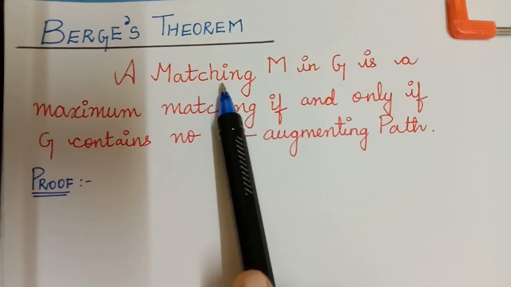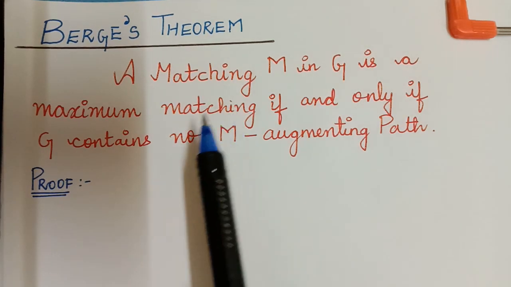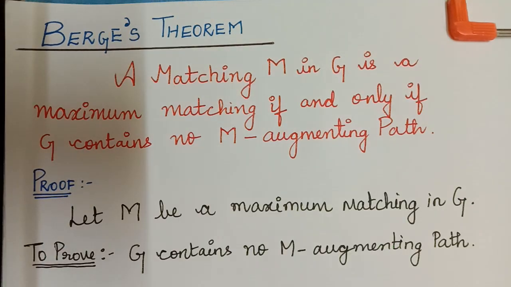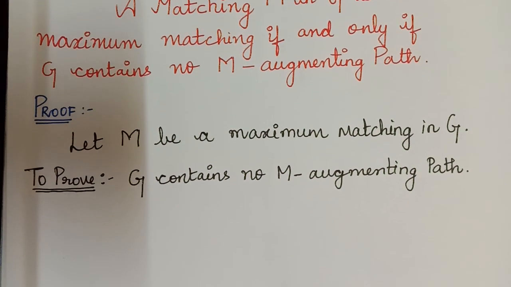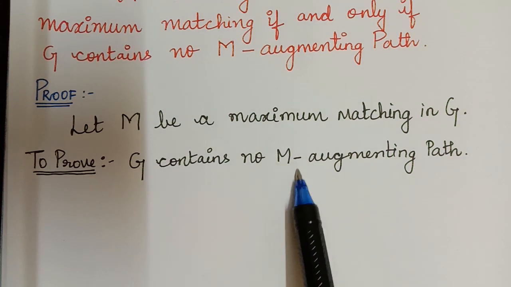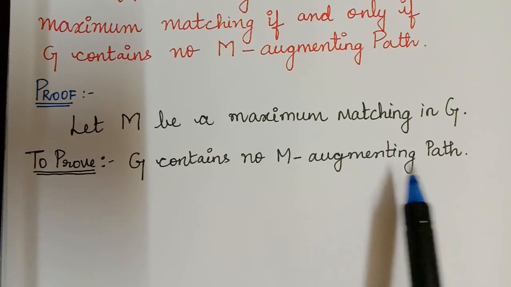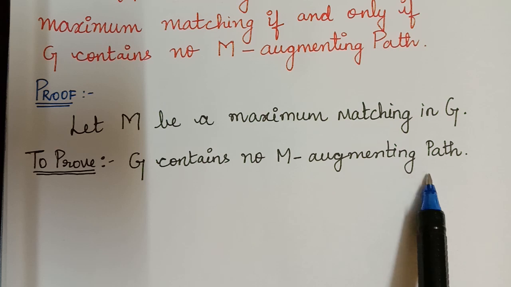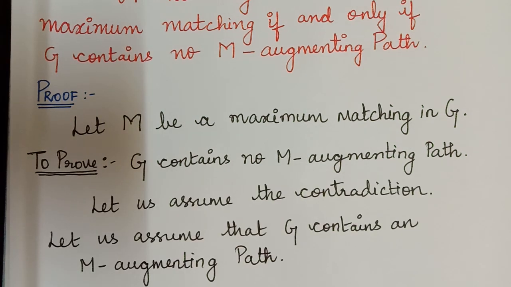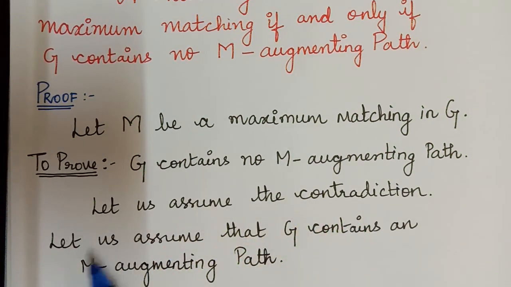First let us assume that M is a maximum matching, and we shall prove that G contains no M augmenting path. So first let M be a maximum matching in G. We shall prove that G contains no M augmenting path. To prove this, we shall use the method of contradiction. Let us assume the contradiction that G contains an M augmenting path. We will assume this contradiction and try to prove the theorem.